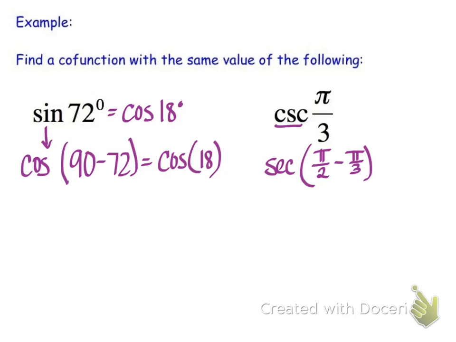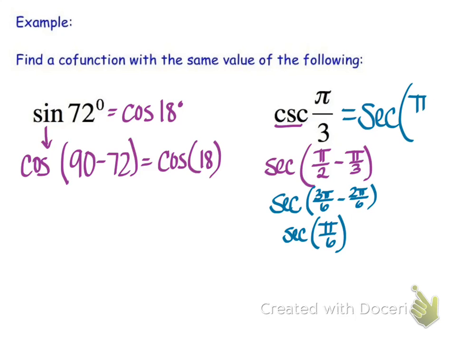So now we're going to do pi over 2 minus pi over 3. We're going to elicit our fraction skills and get common denominators, 6 in this case. So pi over 2 turns into 3 pi over 6, and pi over 3 turns into 2 pi over 6. I'm going to subtract and get secant of pi over 6. So these two values are equal, cosecant and secant of what we call complementary angles, because those two make 90 degrees together.